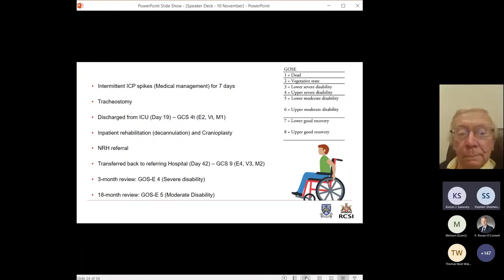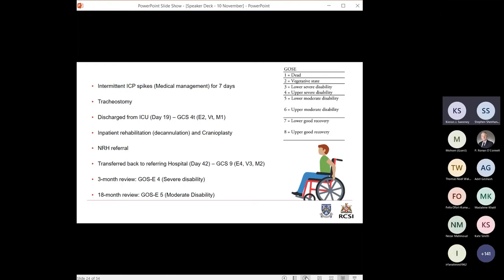At a three-month review, he had a Glasgow Outcome Scale Extended of lower severe disability. And at the eight-month review, he had actually made quite significant gains. He's now mobilizing. He can look after himself feeding-wise. He does need help with some daily activities, but he does seem to be improving. Next slide, please.